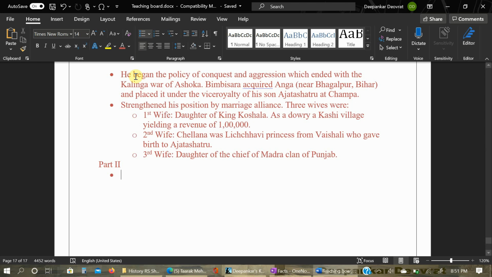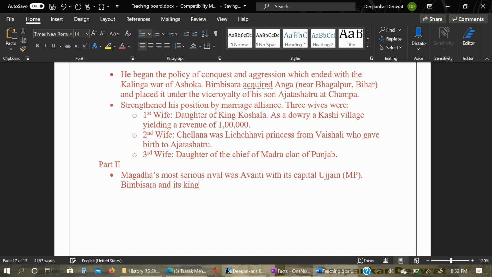So what is this part 2? That Magad's most serious rival was Avanti, with its capital Ujjain, that is in current Madhya Pradesh. Ujjain is still there. So Bimbisara and its king Chanda Pradyota fought each other, but eventually they wisely made up. How?